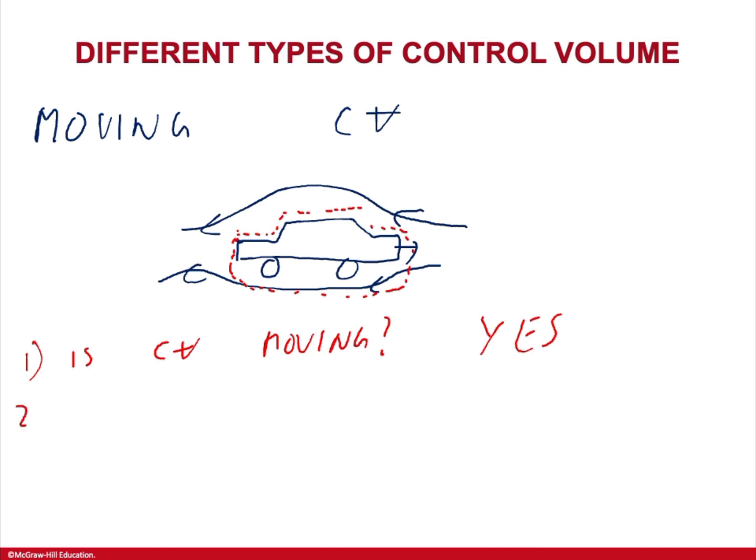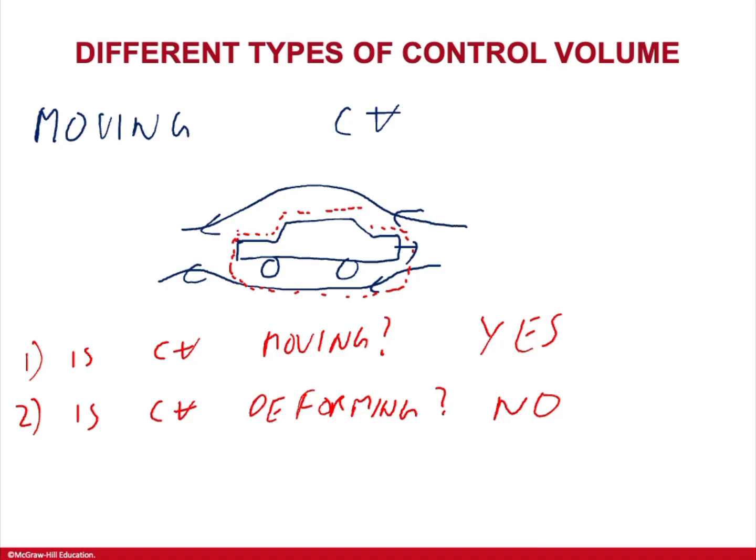Okay, so the second question that you needed to be asked is: is the control volume deforming? Since you're concerned with aerodynamic forces on the car, the control volume encompasses the car itself. So the question is, is the volume changing in shape or deforming in some form? For it to change in shape, the car has to change in shape, but the car is not deforming. The car is not changing in shape at all. So as a result, the answer to is the control volume deforming would be no.